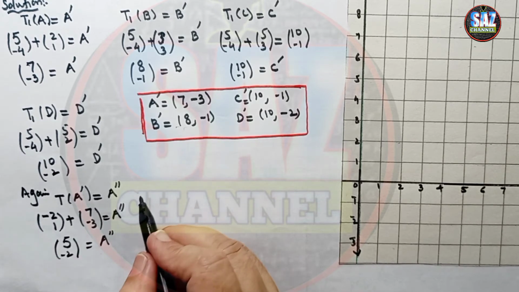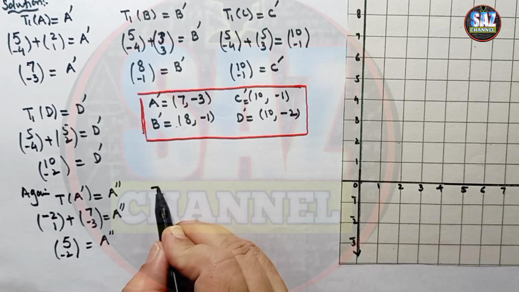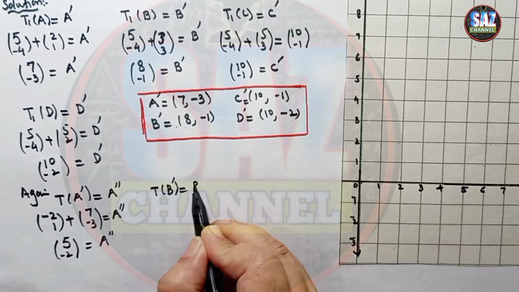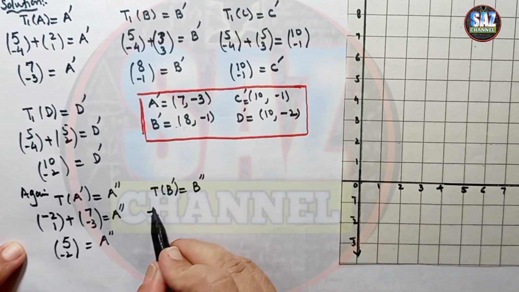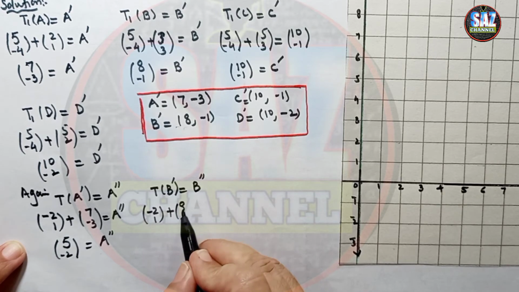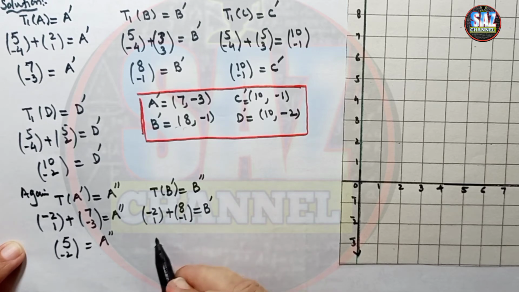Now I have to go for finding the new image of B. So T of B dash equals B double dash. Now the translation vector (-2, 1) plus (8, -1) equals B double dash.